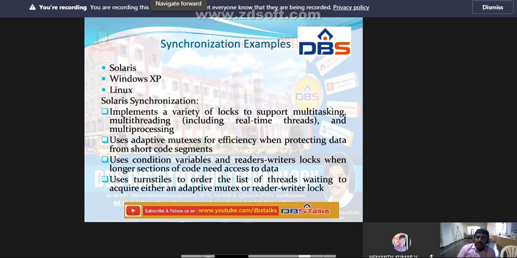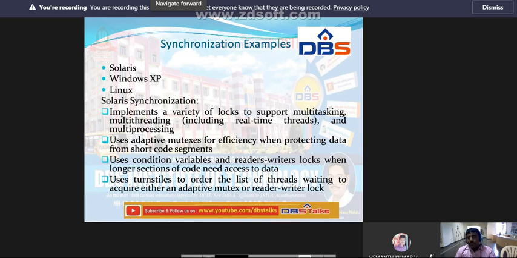Next we use conditional variables. Next we use a turnstile to order the list of threads. All these are the various mechanisms used to perform synchronization in the Solaris operating system.